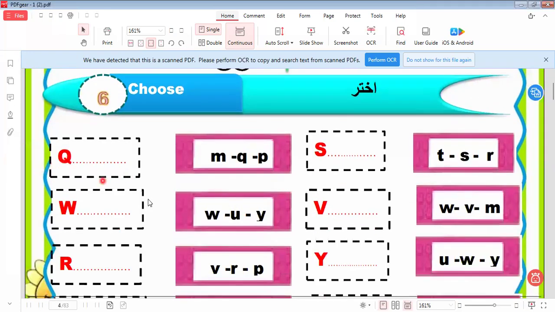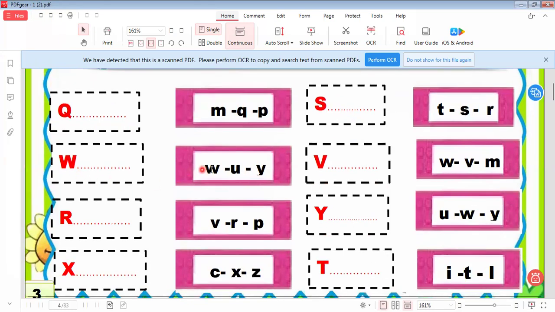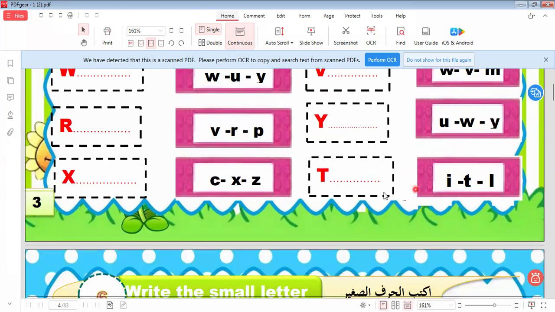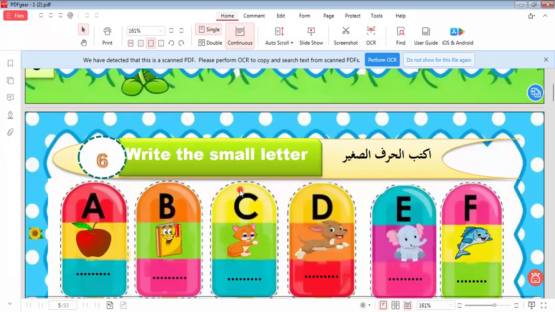Here we have Q capital. This is Q small. S capital, S small. W capital, W small. V capital, V small. R capital, R small. Y capital, Y small. T capital, T small, and X capital, X small. Let's go to another one here.